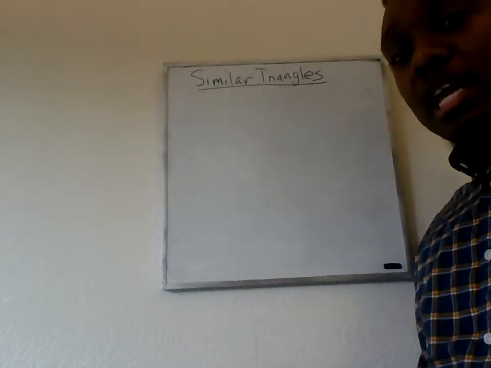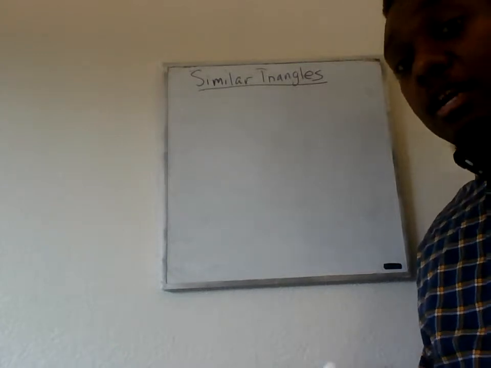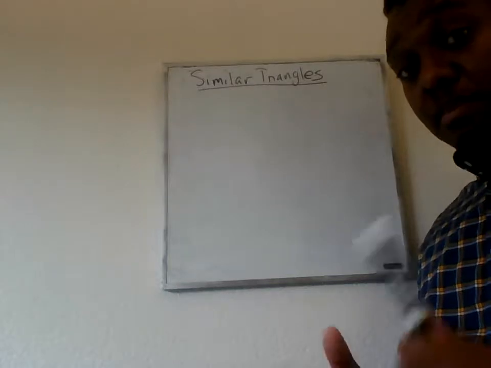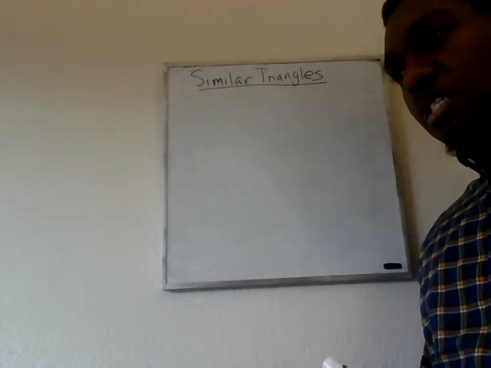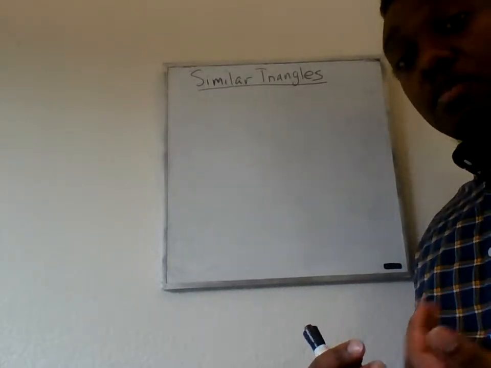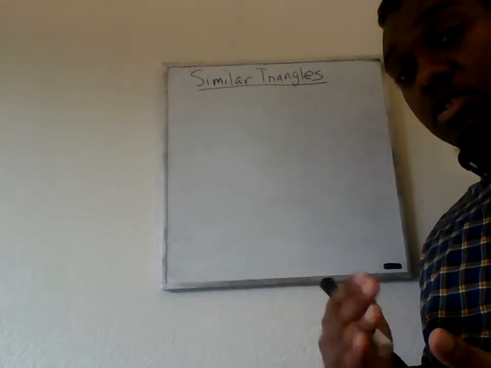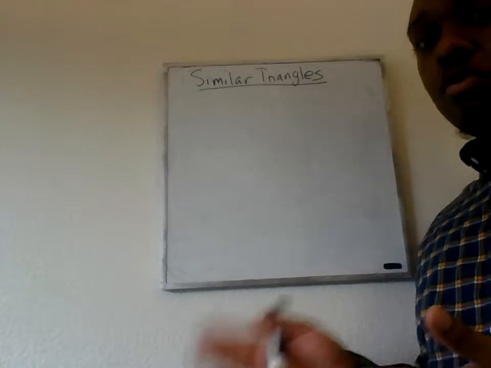If they have congruent angles, then they are similar. If they have congruent sides, then they are going to definitely be congruent. So what does that mean then? Is there a difference between the two? Well, yes. Every congruent triangle is similar, but it's not true going the other way.